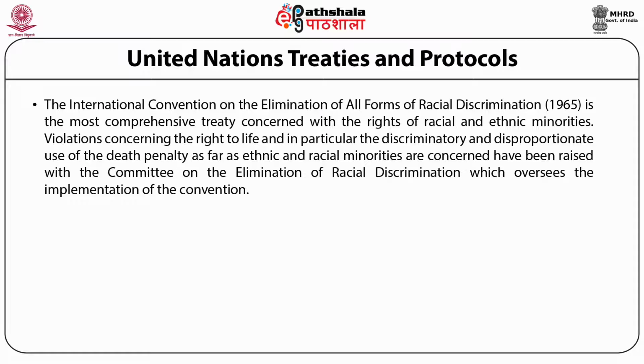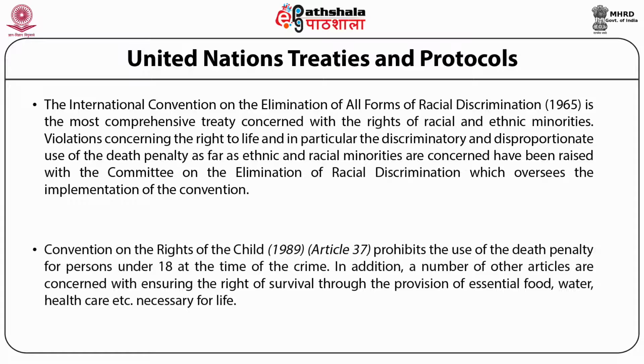Another important convention is the Convention on the Rights of the Child, which essentially prohibits the use of the death penalty for juveniles, for persons who were under 18 at the time they committed the offense. In addition, a number of other articles are concerned with ensuring the right of survival of children through the provision of food, water, healthcare, etc., necessary for life.